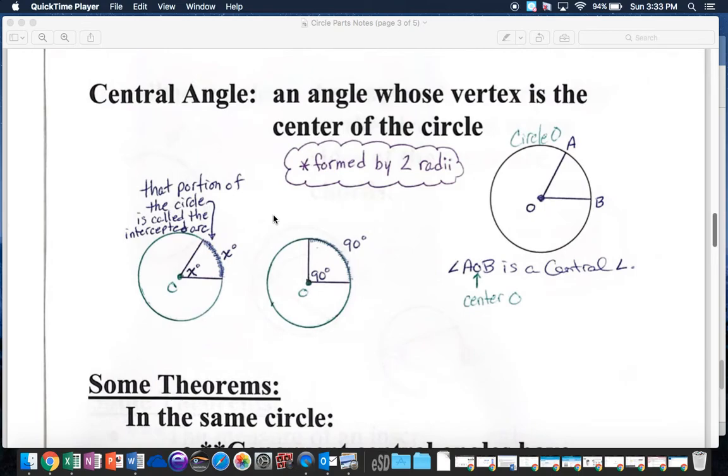Part two of this now. So there's two types of angles that you're going to need to know to start off. One of them is called a central angle, right? Central angle. So this is an angle whose vertex is the center of the circle.